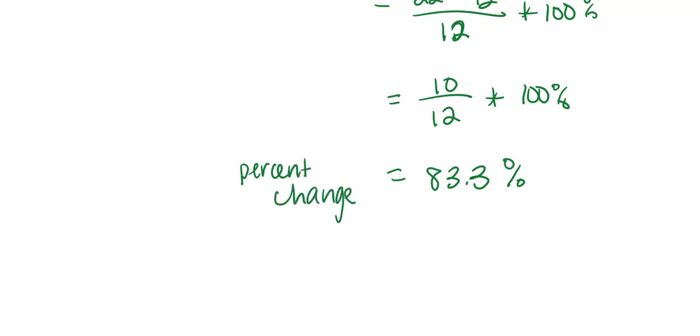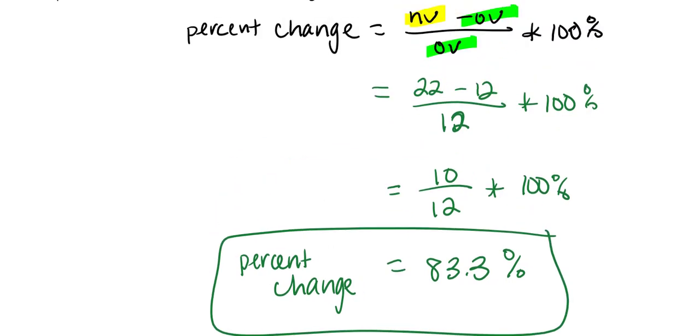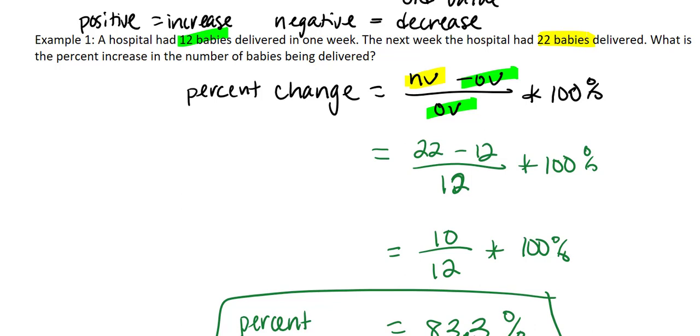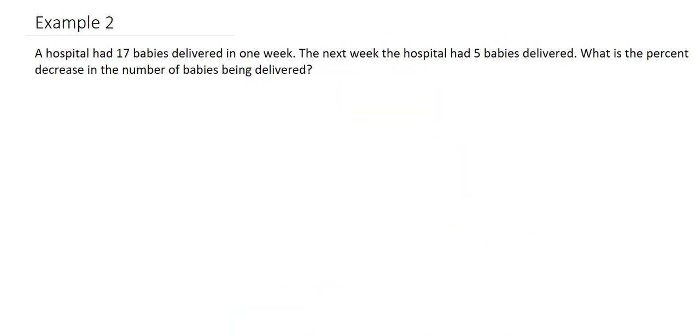Now notice that this is positive, so that's good, because if it's positive, then that means an increase, and we were looking for a percent increase, because it went from 12 to 22. So we know we did that correct. So let's go ahead and look at the next example. Example 2. A hospital had 17 babies delivered in 1 week. The next week, the hospital had 5 babies delivered. What is the percent decrease in the number of babies being delivered?